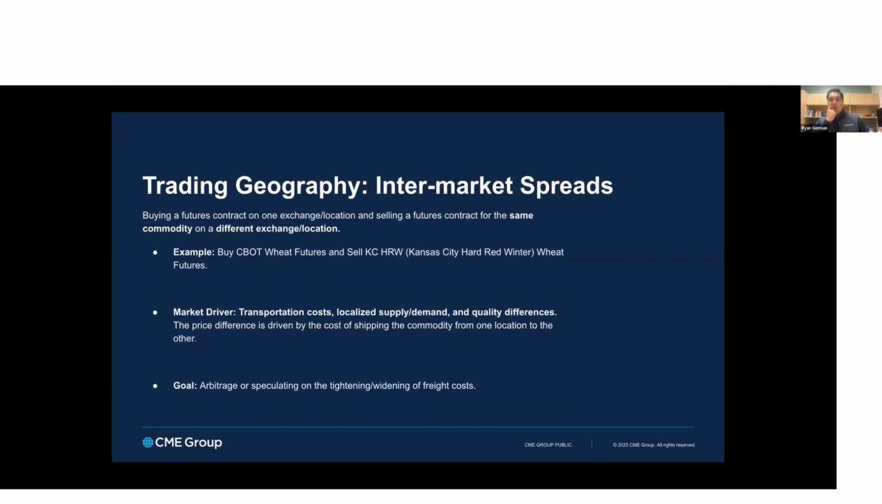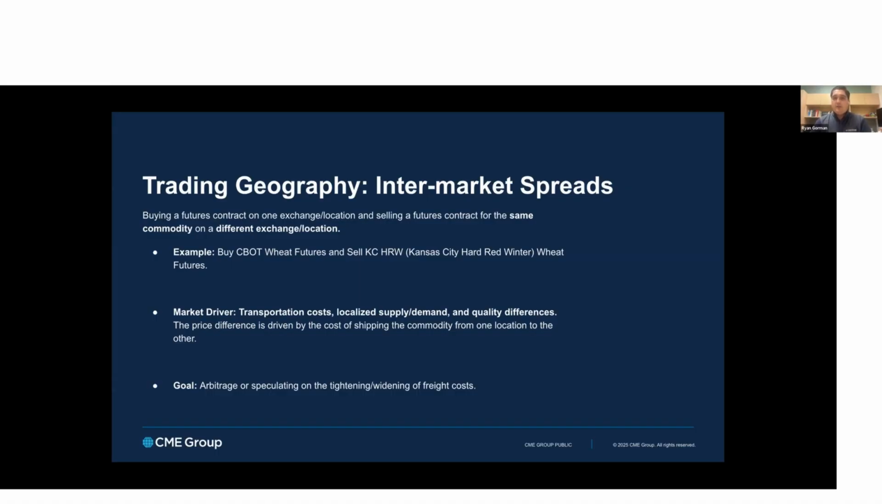The last example is trading geography, known as intermarket spreads. So, intermarket spreads are all about geography and logistics. What it is, is buying a futures contract at one exchange location and then selling a futures contract on the same commodity at a different exchange location. Basically, the goal here is arbitrage or speculating on the tightening or widening of freight costs.